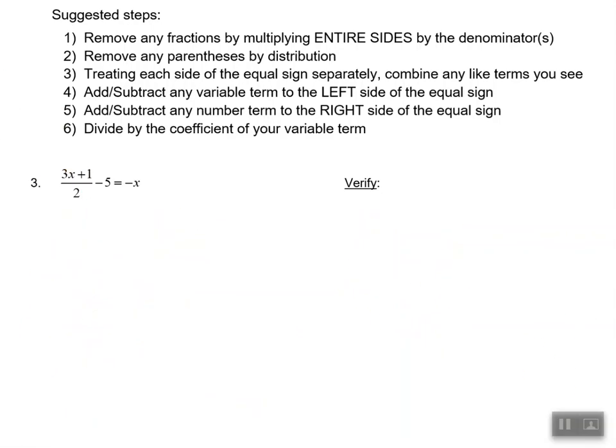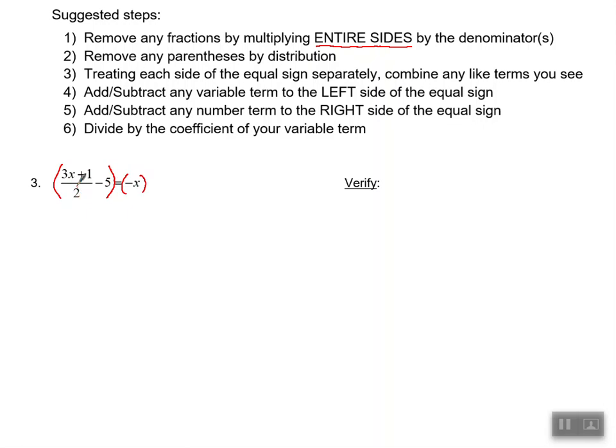Example 3. This time I only see one fraction, so that's cool, but there is something that I want to point out in this problem. Since I see a fraction, I am going to remove any fractions by multiplying the entire side. So I need to put parentheses around this entire side. And this time, this entire side actually has two terms. It has the fraction term and this 5. So parentheses around that side and parentheses around this side.